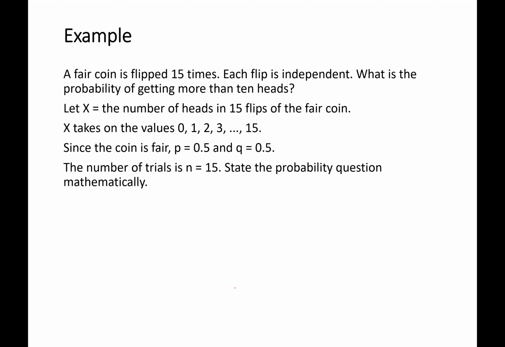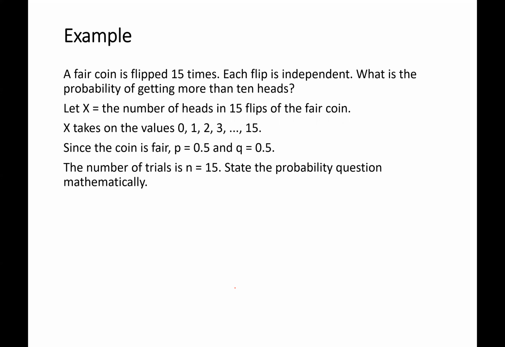All right, let's look at this example. A fair coin is flipped 15 times. So the number of trials here is 15. Each flip is independent. What is the probability of getting more than 10 heads? Let X be the number of heads in 15 flips of the fair coin. So what values can X take on? Well, in 15 flips, you could get no heads, or one head, or two heads, or three heads, up to you could conceivably get every flip to be a head, so you could get 15.